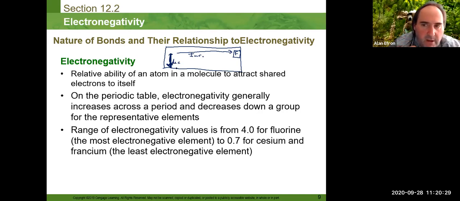A man by the name of Pauling came up with a value that was assigned to all the elements, and his values ran from 0 to 4, with 4 being the most electronegative and 0 being not so much. If you take the difference in electronegativity values, which is sometimes written delta EN, you basically just subtract the two values.